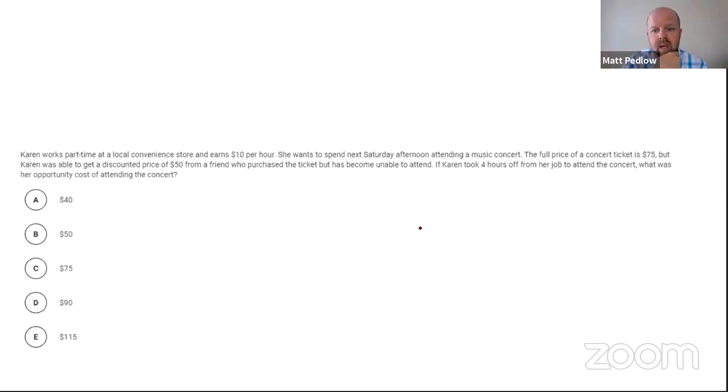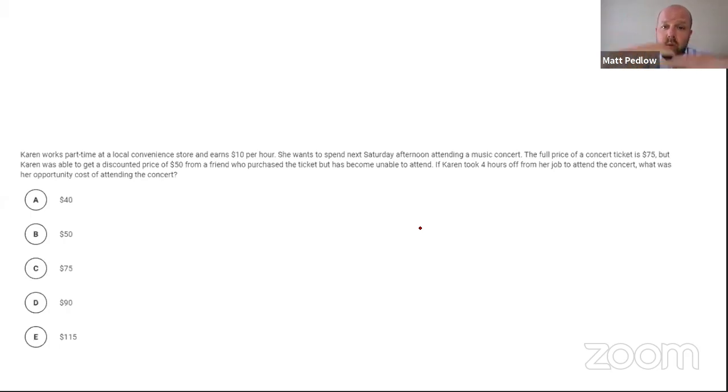Okay, she bought it. If she takes 4 hours from her job, what was her opportunity cost? Okay, so you already know $50 is part of this. She has spent that money to go see this concert. Then she's earning $10 an hour at a convenience store, and she could have worked for 4 hours. So 4 times 10 is 40, and 50 plus 40 is $90.